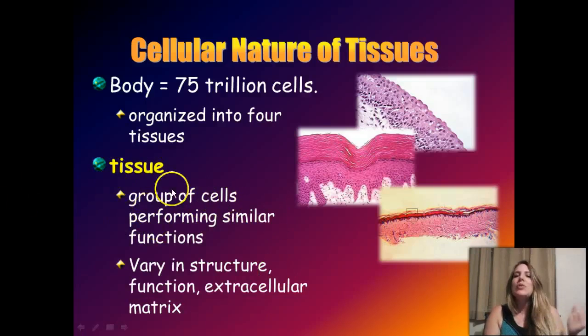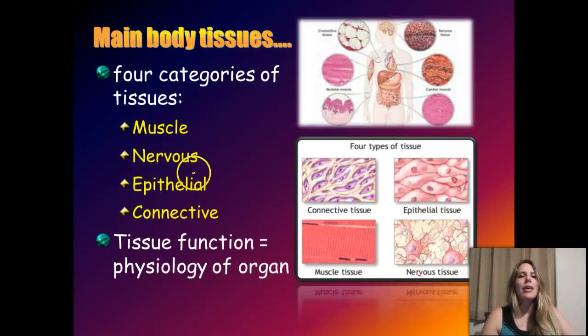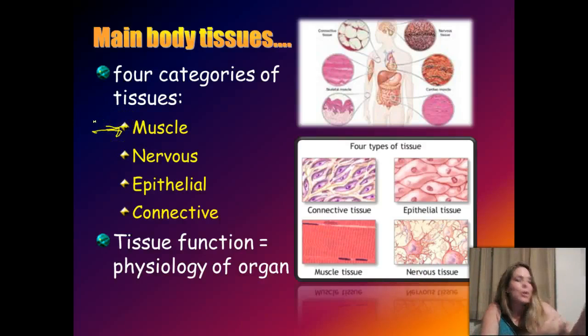Okay, so again, a tissue is a group of cells performing similar functions. There's outside material called an extracellular matrix. So let's see what we got here. We have muscle tissue. Most muscles that you think about, like your biceps or your triceps or your quadriceps, those are muscles you can work out at the gym. Those are skeletal muscles. They're under your conscious, voluntary control.